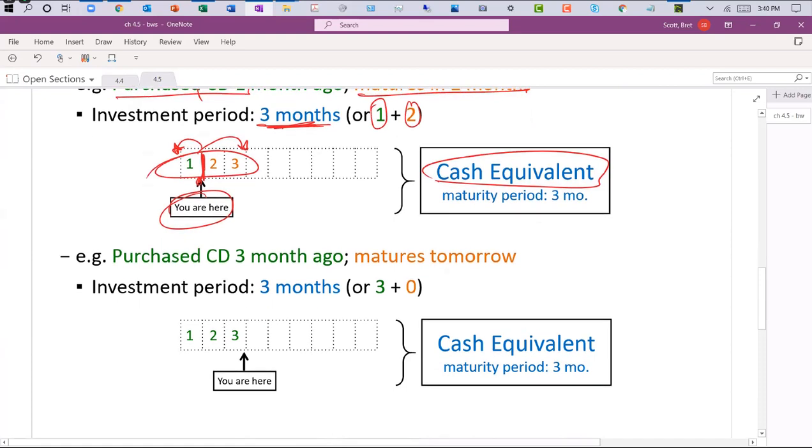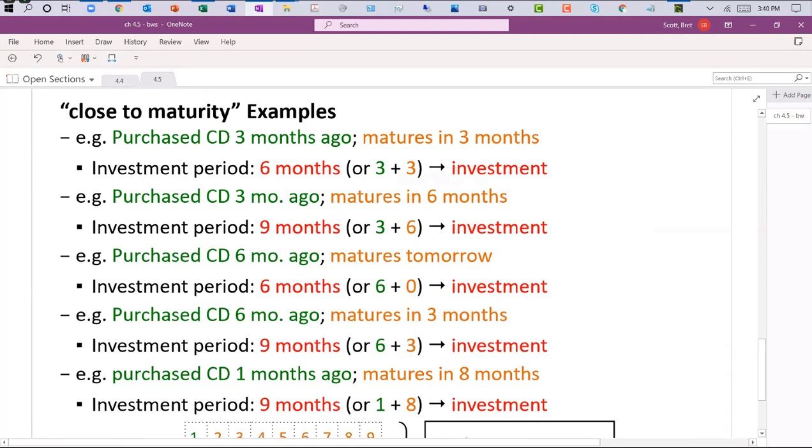Okay. Purchased the CD 3 months ago, matures tomorrow, round to the nearest month. 3 months ago, 0 months left to go, 3 months total. Draw it out on a timeline. You see, the saying is only a 3-month lock-in period. It's a cash equivalent. Okay. Don't try to force this issue. If I give you examples where all these things are more than 3 months, then just consider them not cash equivalents. If I give you nothing but 3 months or 2 months or 1 month investments, just consider them all cash equivalents. Don't overthink this.